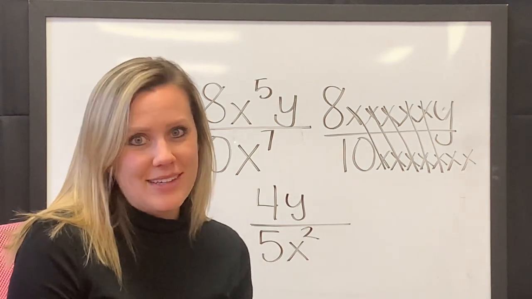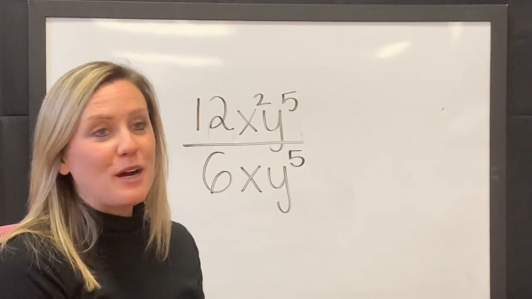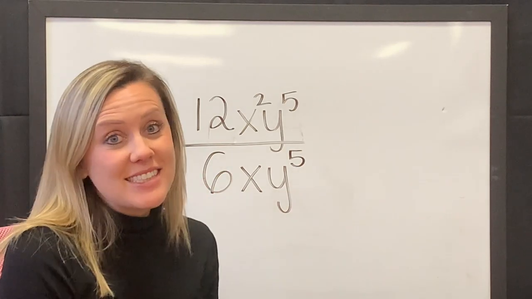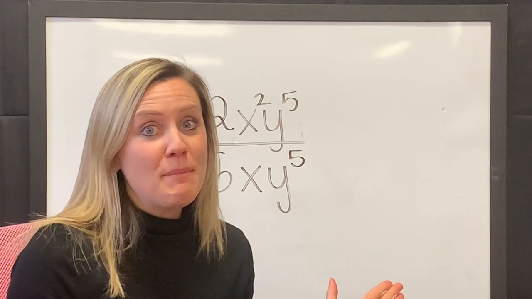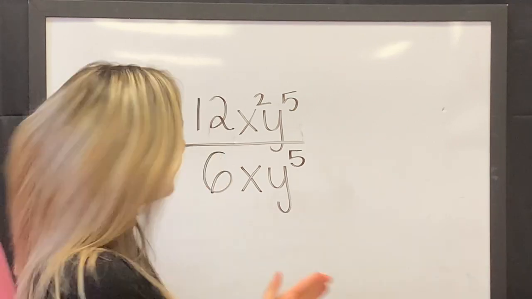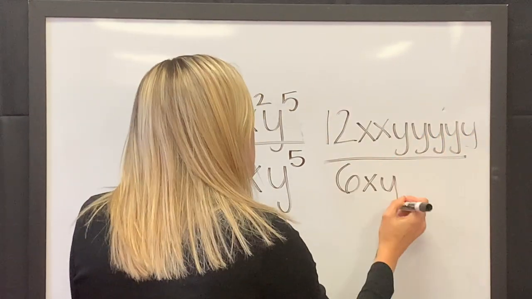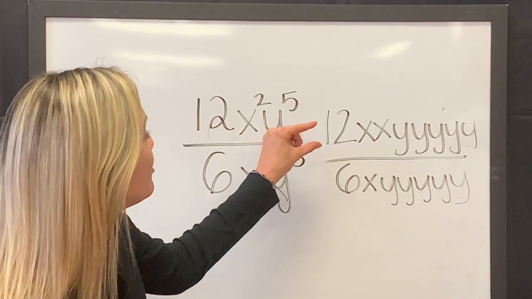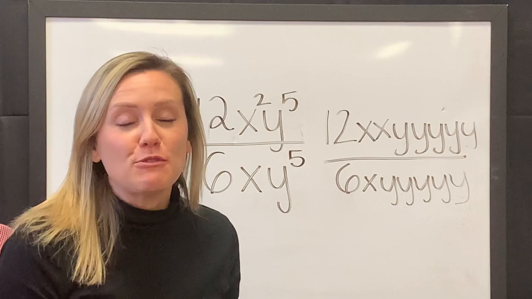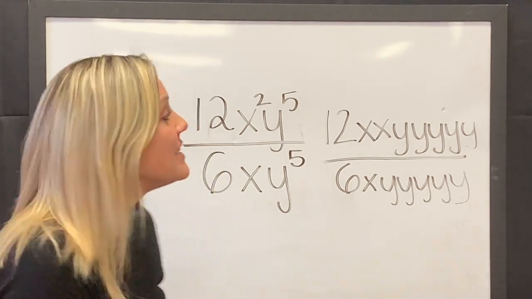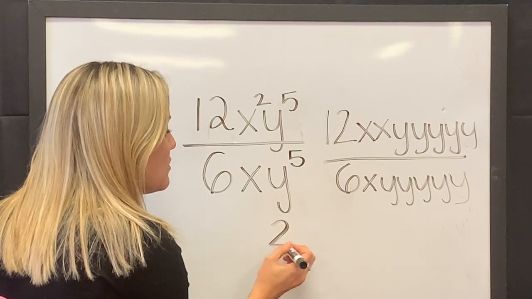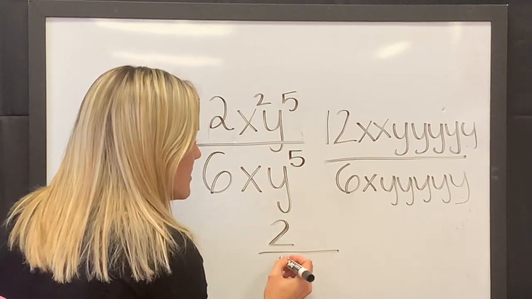Let's do one last problem. Our last problem is 12x squared y to the 5th divided by 6xy to the 5th. So I am going to rewrite this. Okay. The first thing I'm going to do is reduce 12 over 6. Now 6 goes into both of those. 6 goes into 12 twice, and 6 goes into itself once.